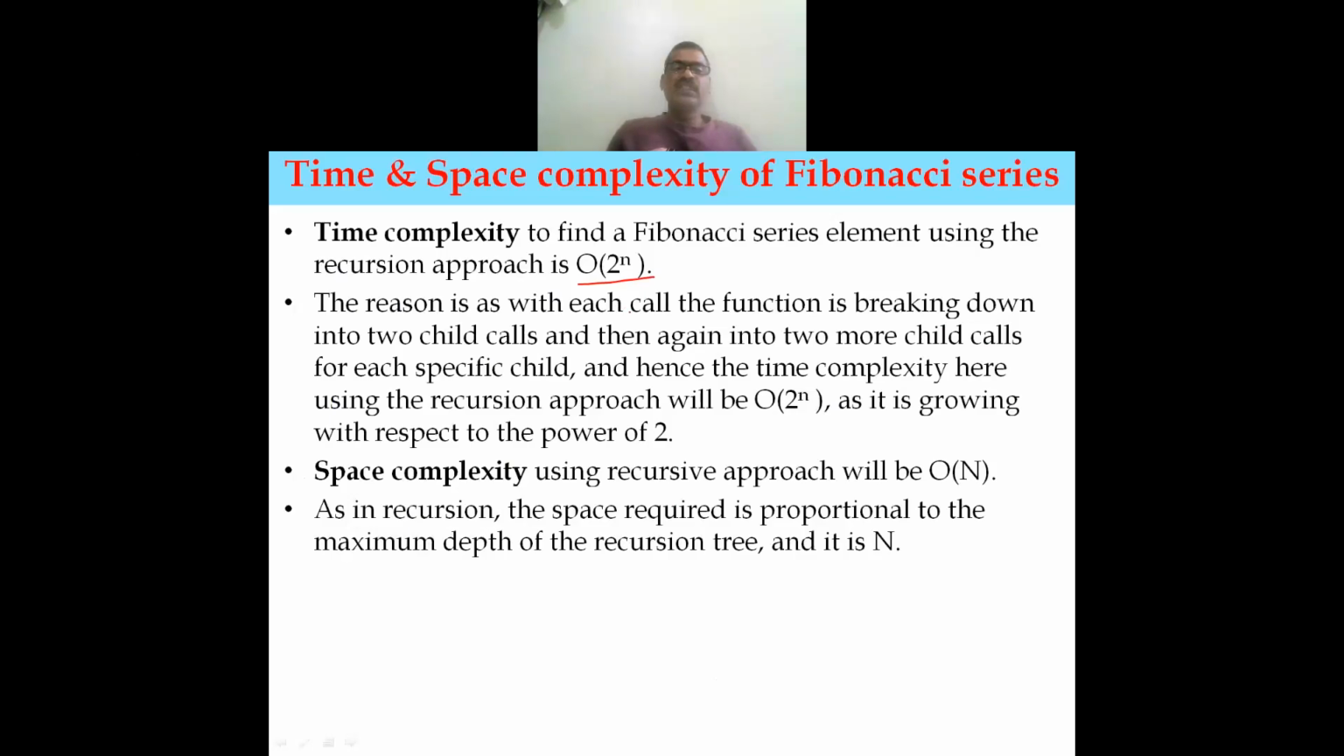The reason is, with each call, the function is breaking into two child calls. Fib of 4, we are calling it as fib of 3 plus fib of 2. Fib of 5, we are calling it as fib of 4 plus fib of 3. So the two child calls we are going to, then again into two more child calls for each specific child. So again two calls. Hence the time complexity using the recursive approach is big O of 2 power n. As it is growing with respect to the power of 2.